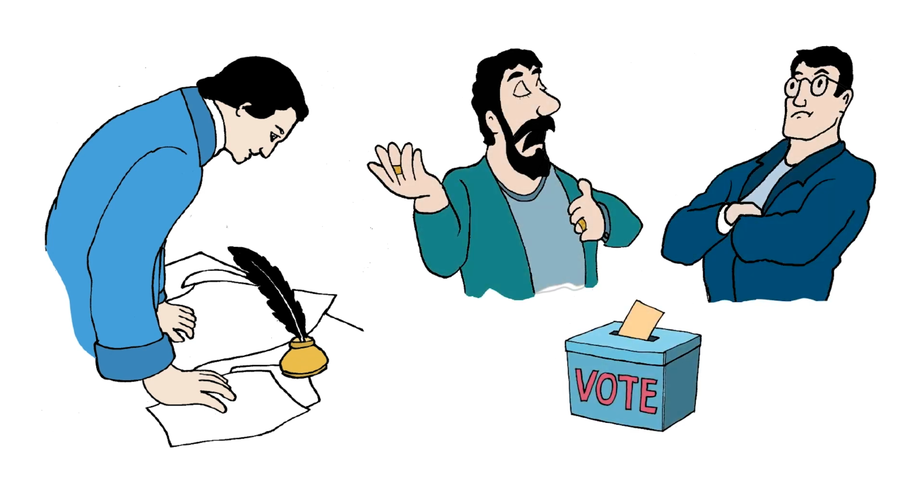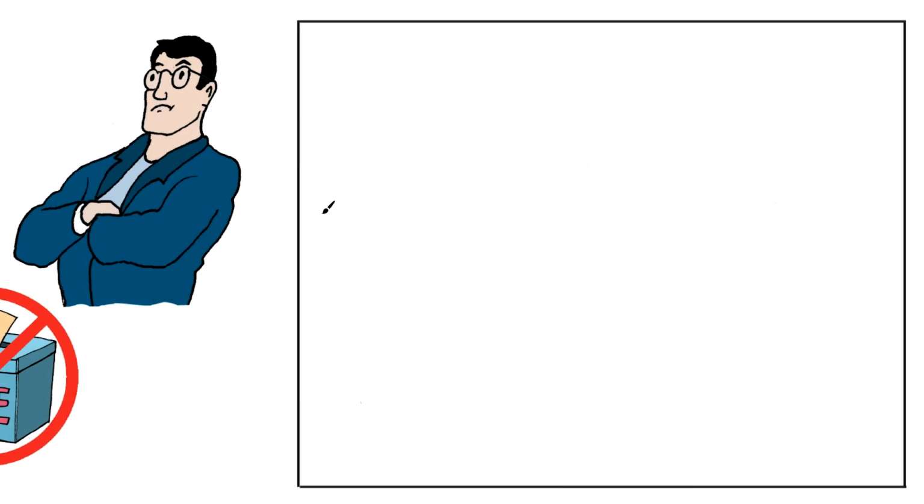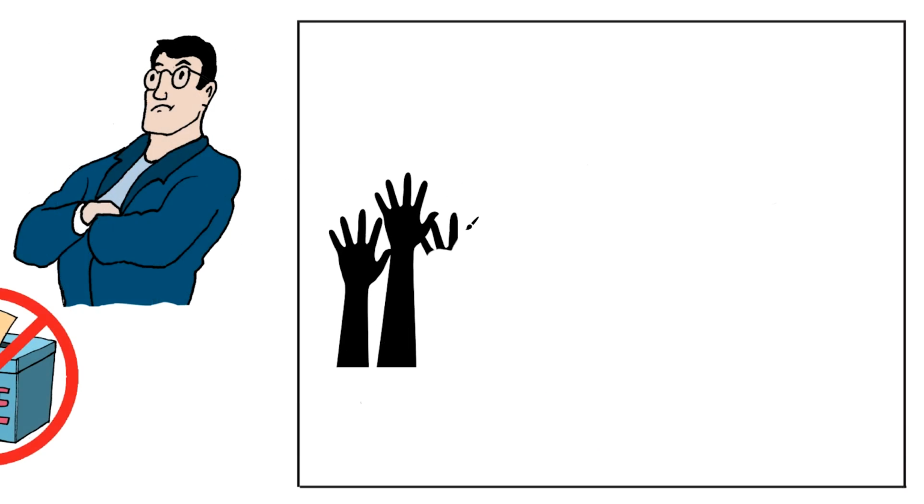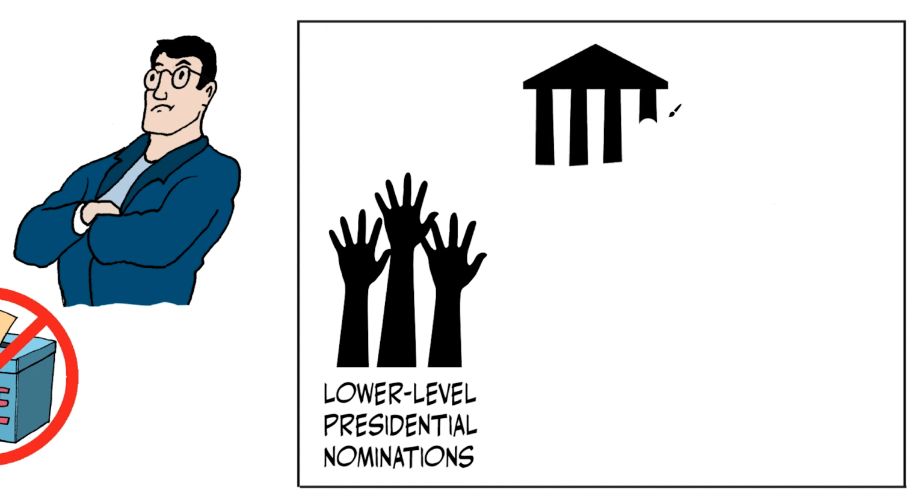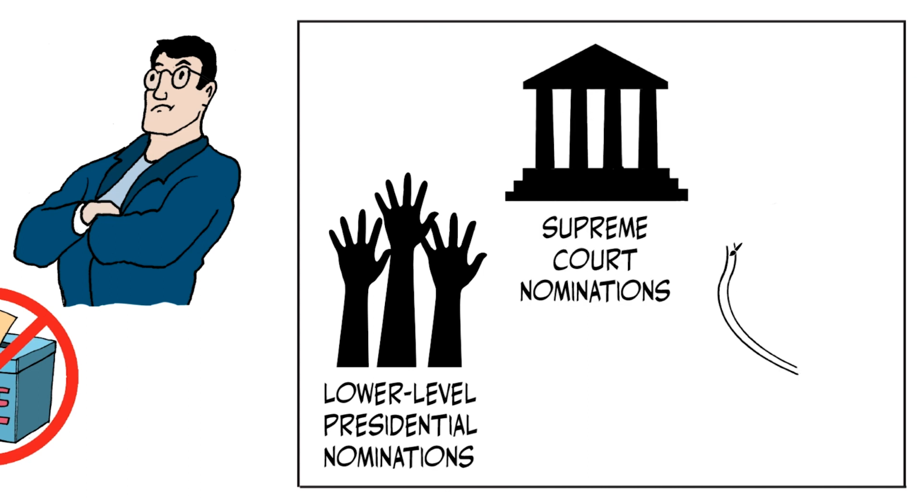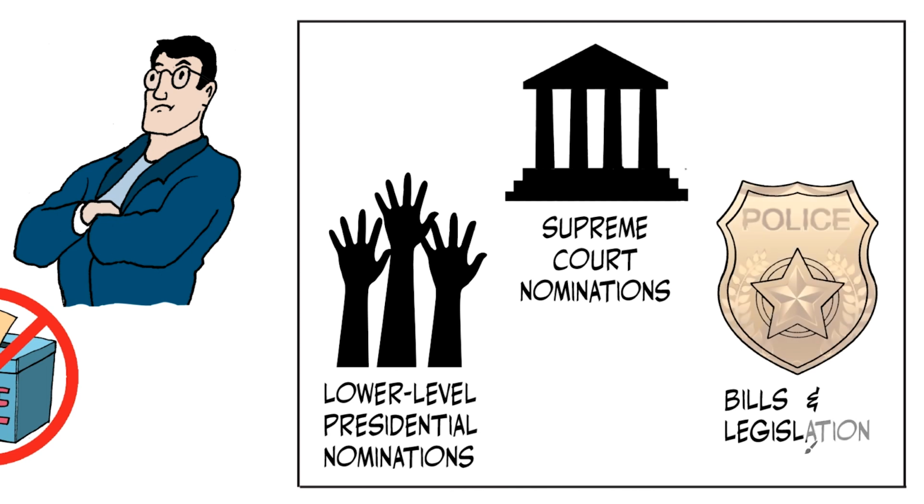A filibuster is a procedural rule that allows a senator to block or delay voting on a bill by continuing the debate about it or by talking about anything else for as long as they can. Three things can be delayed or blocked by a filibuster: lower level presidential nominations, Supreme Court nominations, and legislation, which is the act of making rules and laws that govern us.